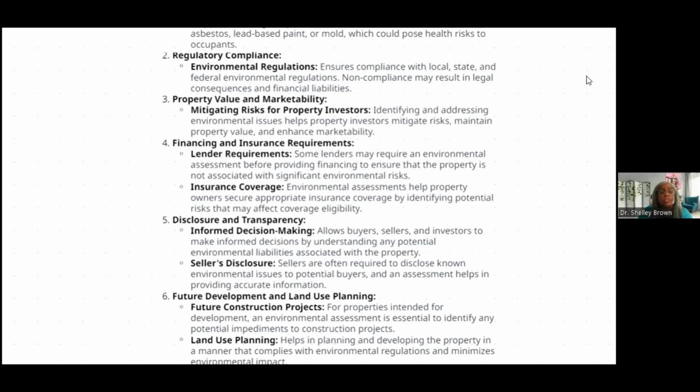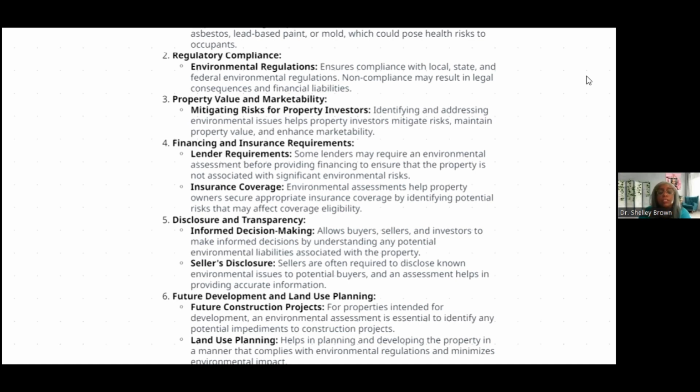Disclosure and transparency. So when you are purchasing a property, the seller is supposed to disclose and be very transparent about everything that they know that is going on with this property. So with these disclosures, it's going to help you to make an informed decision if there is like lead paint or some kind of contamination or mold or asbestos. It's going to help you to realize the liabilities with this property, and you can walk away from that because you don't want to deal with any kind of contamination with the property.